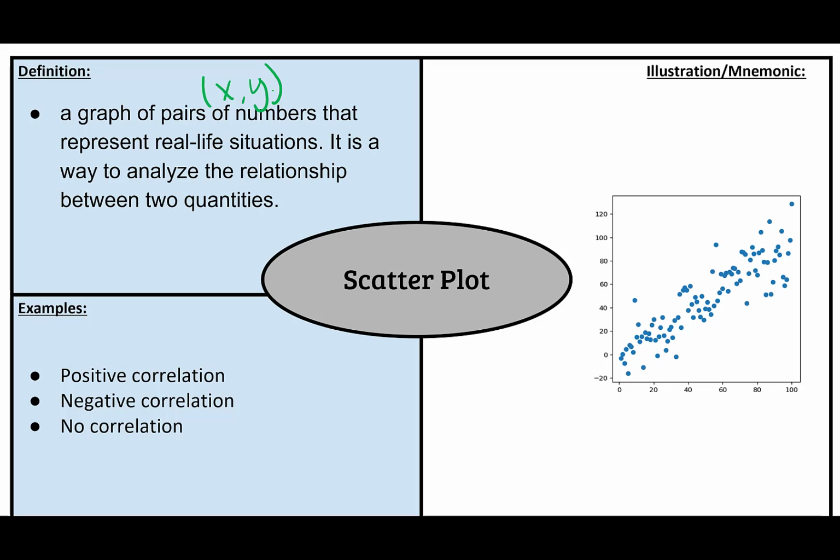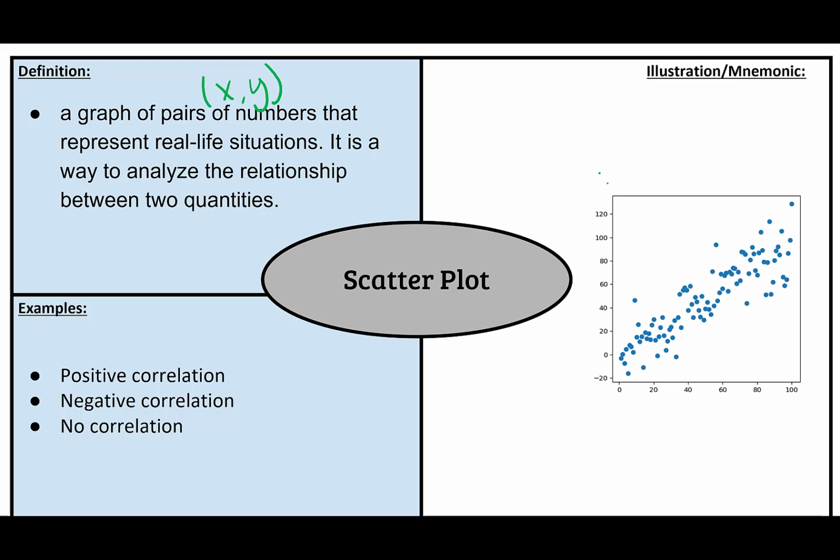So when you graph that x and y pair of numbers, we get data, and we get to see that data laid out before us, and we can analyze the relationship between different quantities or different amounts of data. What you'll see to the right here is an example of a scatter plot.